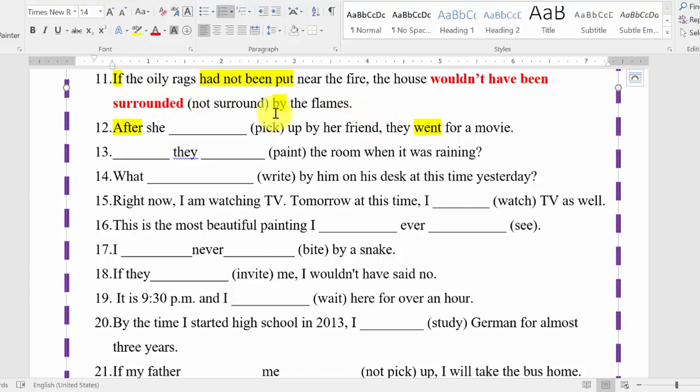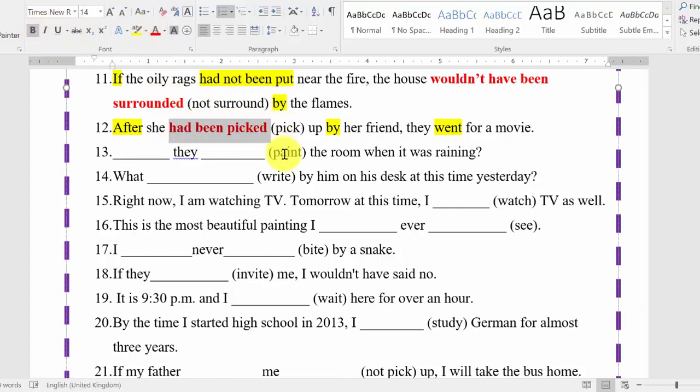Okay, so there are two actions in a sentence. This action happens first, then the second action. Your second action is past tense, so your first action should be past perfect tense. Okay, past perfect tense, and you have a "by" here, which shows that this should be passive voice. Past perfect passive format: had been, PP. So your answer should be had been picked, add -ed. So had been picked.